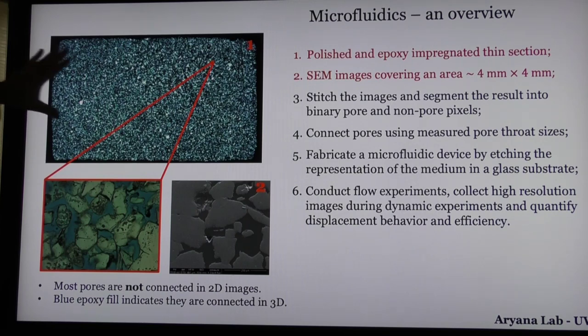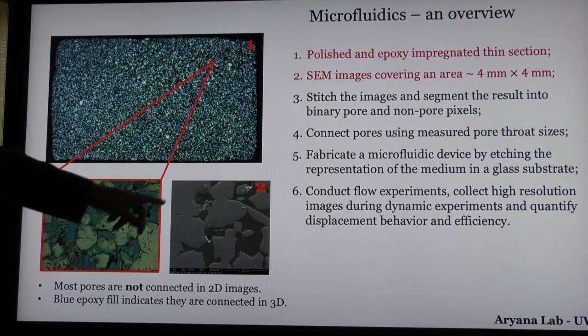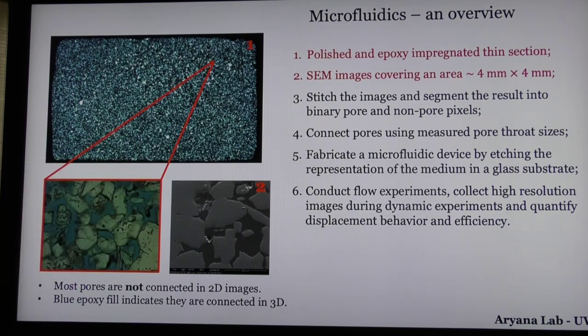This is a thin section from a formation down in Mississippi that the Department of Energy is spending money on to see if they could do commercial CO2 storage. I was part of the project. They sent me a sample. I had somebody make a thin section with epoxy, blue epoxy. Then we took it to an SEM and took 400 SEM images covering an area of about 4 millimeters by 4 millimeters. So these are SEM images with nanoscale resolution.